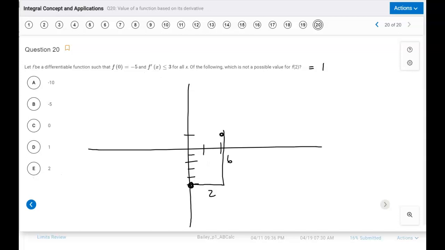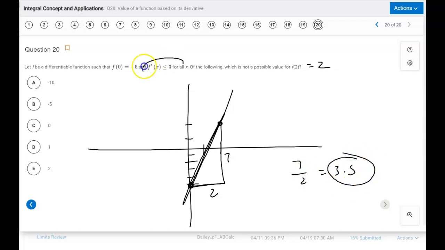We can still test it just to be sure, but it's already going to fail. I know it. And so, can f of 2 equal 2? Well, if I did that, then it's going to be up here. Now this line has a slope of over 2 up 7, and 7 over 2 is 3.5, and that slope is not less than or equal to 3.